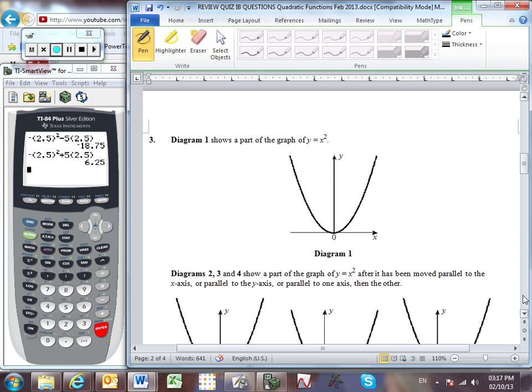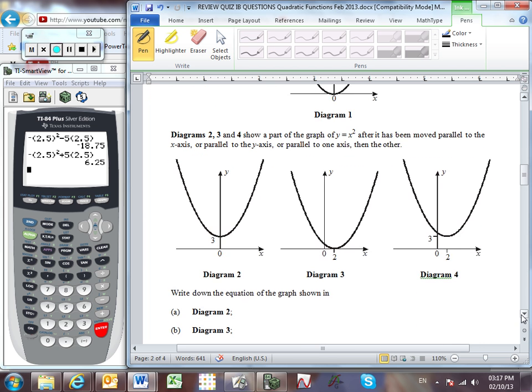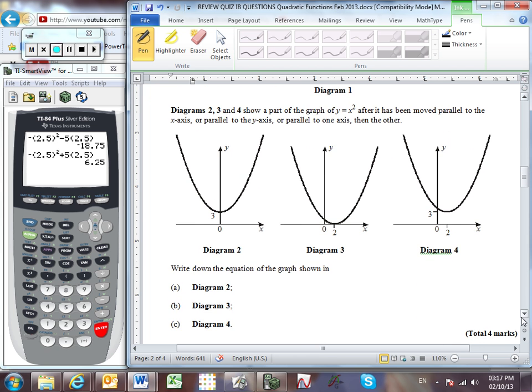Going on to question number 3. Here's our graph of just a regular parabola, y equals x squared. And now we've got some transformations on the graph of y equals x squared. It's been moved upwards, it's been moved to the right, and it's been moved upwards and to the right. We need to write down the equations of these three graphs, diagrams 2, 3, and 4.